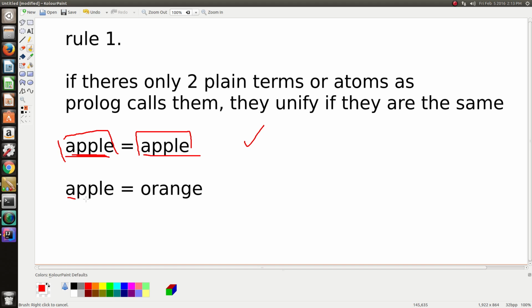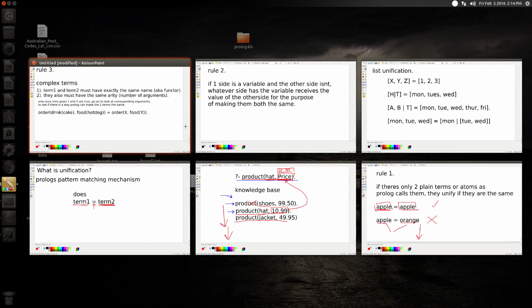And if the terms aren't the same, an apple isn't an orange, so Prolog can't match these two together, and therefore Prolog fails on this unification. Therefore it would keep on searching for something in the knowledge base that does match. But just keep this in mind: it's literally just if both the terms are the same, Prolog matches. If not, no match. So moving on to rule 2.